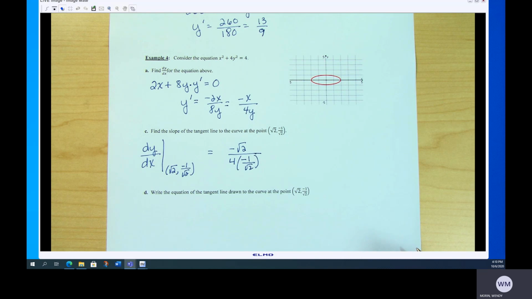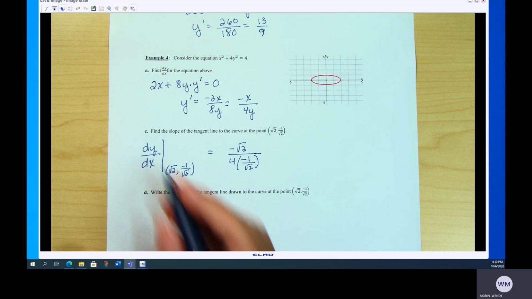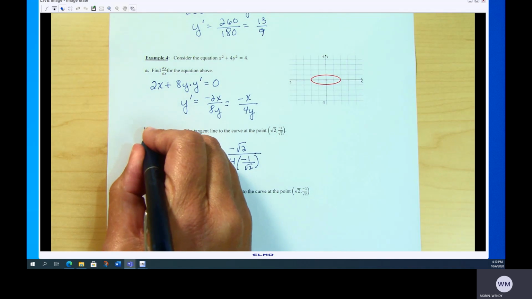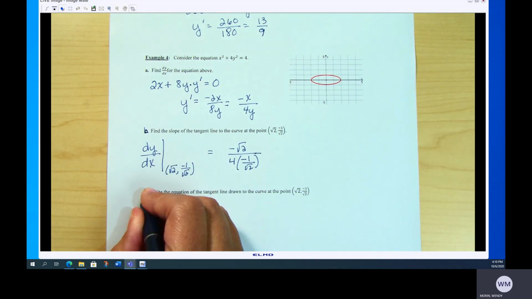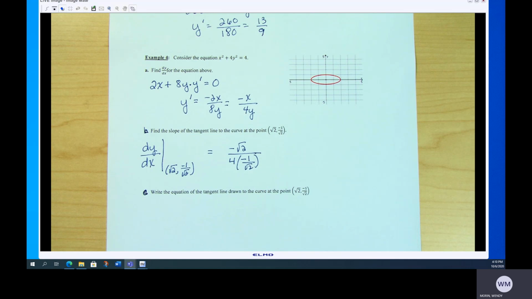So pause the video, see if you can finish C. Oh, I missed a letter. It's A, B, and C. I don't even know my own alphabet. Okay, go ahead and see if you can finish B and C. Turn off your video.